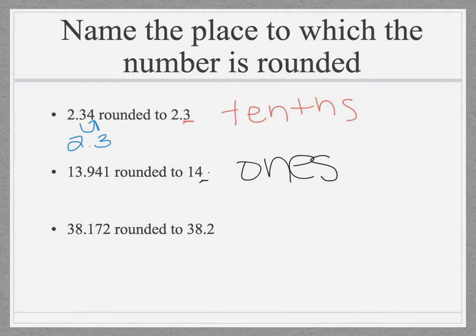Our last example is 38 and 172 thousandths. That rounded to 38 and 2 tenths. So they rounded here to this last digit. That's the tenths place, so we know they rounded to the tenths place. Remember this T-H-S at the end. If you don't have that, that becomes the tens place, and that's a totally different place value.